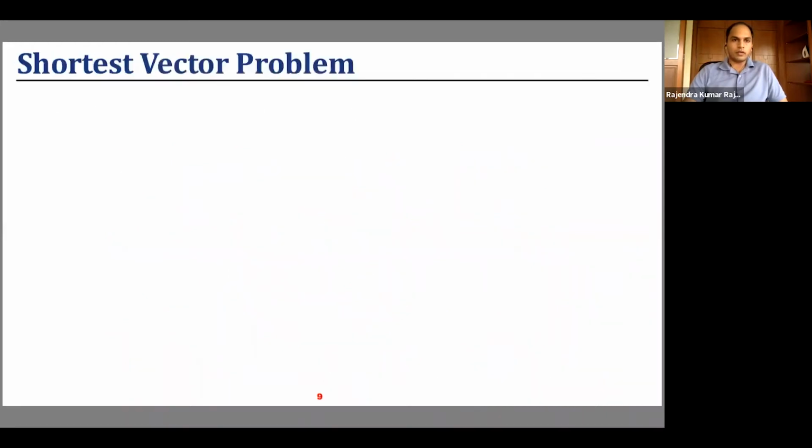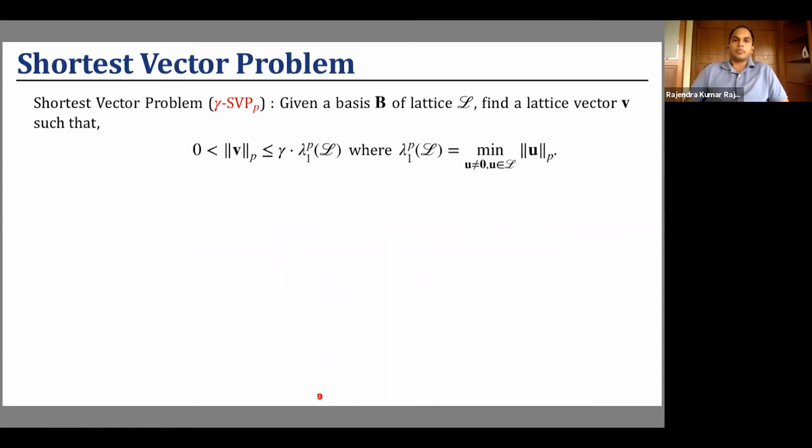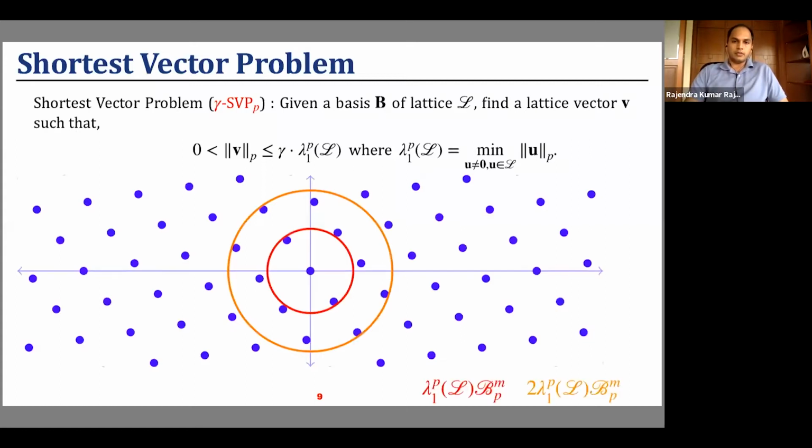So now we are good to define the shortest vector problem. In the shortest vector problem, we are given a basis, and for the gamma approximation of the shortest vector problem, we have to find a lattice vector such that first of all it should be a non-zero vector, and the LP norm of the vector should be at most gamma times lambda 1. So in this example, if you find any non-zero vector within the red ball, you solve the exact shortest vector problem. If you find any vector in the orange ball, you solve the 2 approximation of the shortest vector problem.